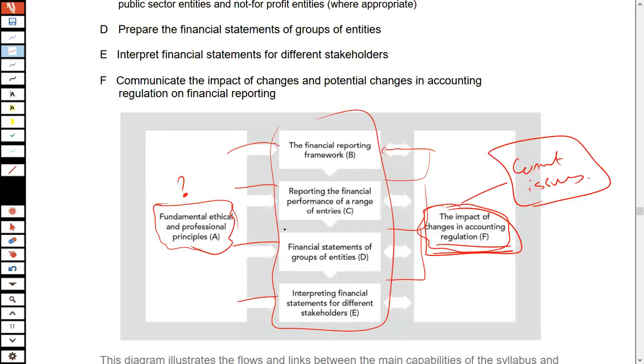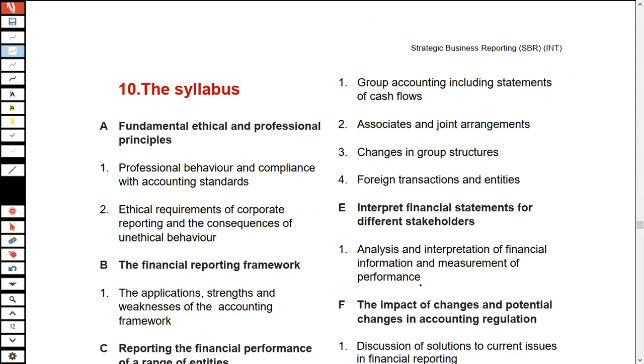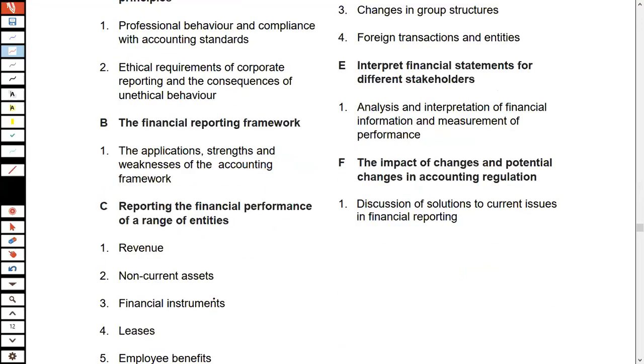Now let's move a bit forward. Again, the current issue is connected to all areas because the current issue could arise with respect to everything, with respect to the financial reporting framework, with respect to group entities, et cetera. Now, let's move a bit forward. And with respect to sections B, C, and D, I'm going to go through this specific aspect.